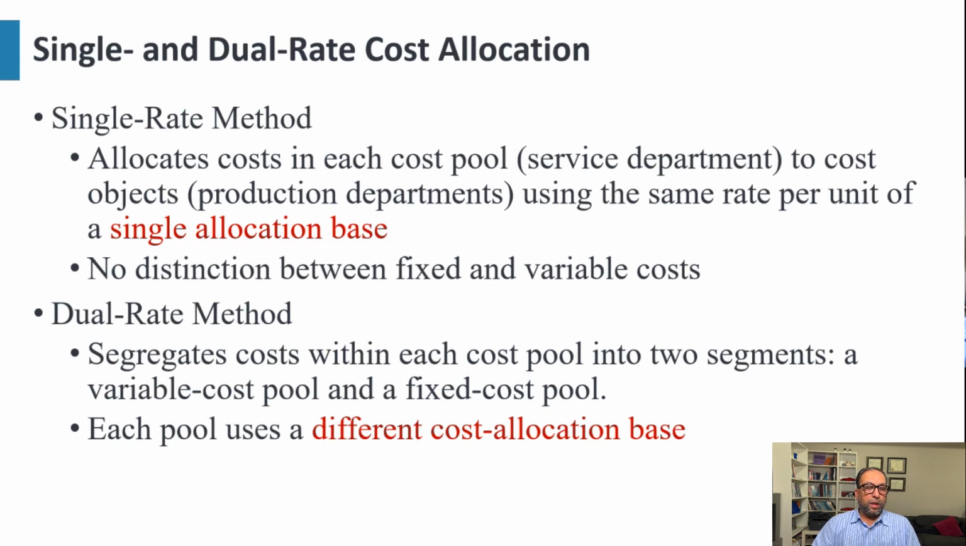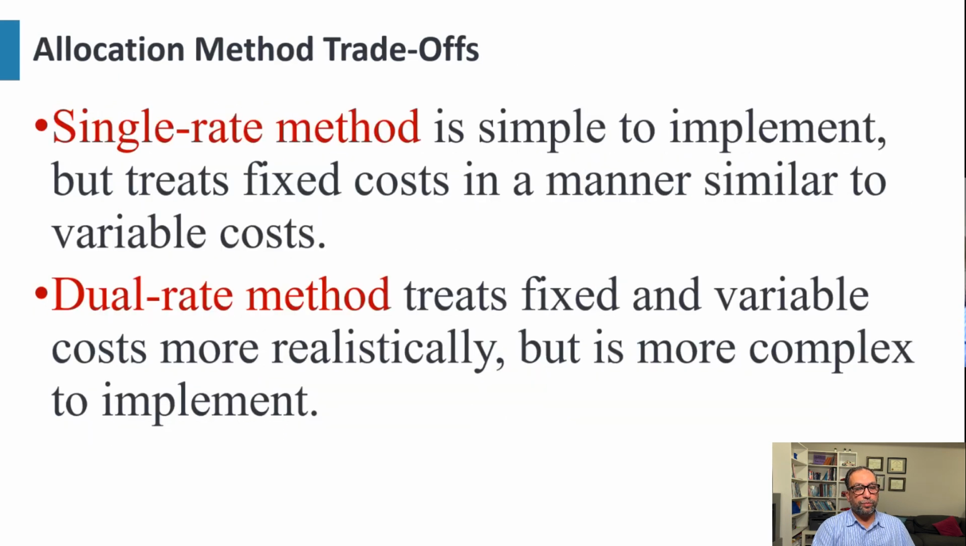One rate. The dual rate method says to segregate cost within each cost pool into two segments, a variable cost pool and a fixed cost pool, and each pool uses a different cost allocation base to divide that cost towards the production department. Now, the single rate method is simple to implement, but treats fixed cost in a manner similar to variable cost.